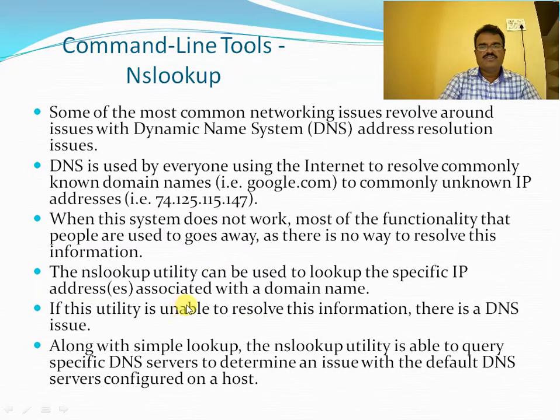The NS lookup utility can be used to look up the specific IP addresses associated with the domain name. If this utility is unable to resolve this information, there is a DNS issue. So along with the simple lookup, the NS lookup utility is able to query specific DNS servers or determine an issue with the default DNS servers configured on the host.